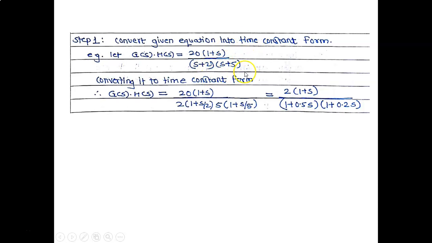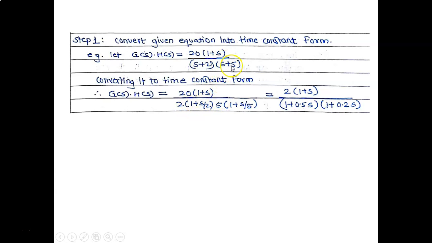One term should be there in the bracket. Therefore, G(s)H(s) is equal to 20 into bracket 1 plus s. Here already the 1 plus s term is there, therefore no need to take anything outside common. Divided by, now here s plus 2 is there. We want s plus 1. Therefore, what we have to do? We have to take 2 outside. Therefore, we have taken 2 outside into bracket 1 plus s by 2.